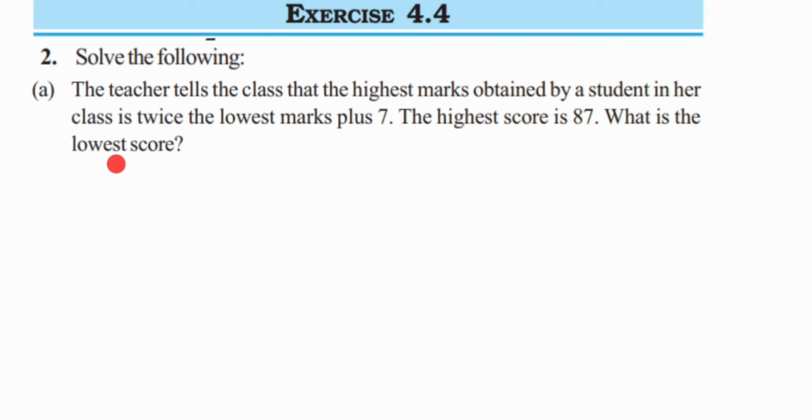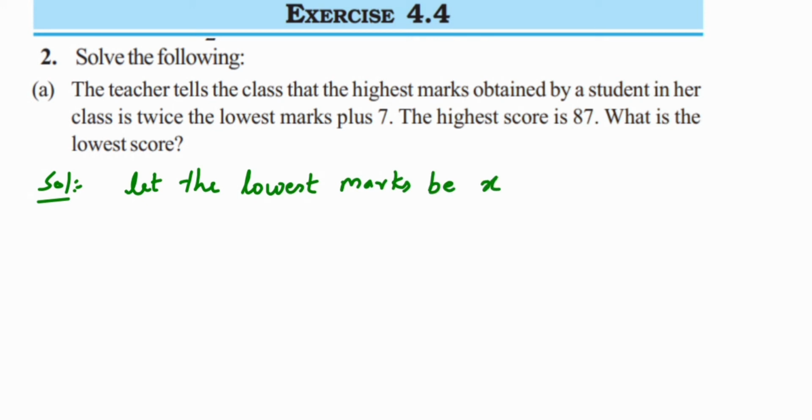Since we don't know that, we have to assume it as a variable. You can assume any variable like x or a, b, c, anything you can take. So here I'm going to assume the lowest mark is equal to x. Let's start solving this. So let the lowest score or lowest marks be x. Now we're going to form the equation here.